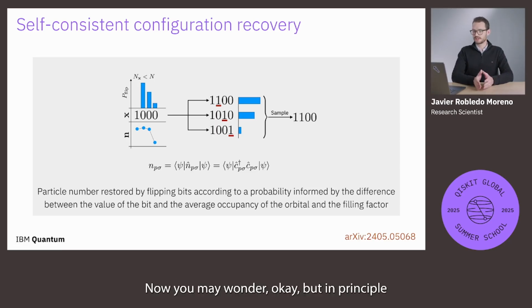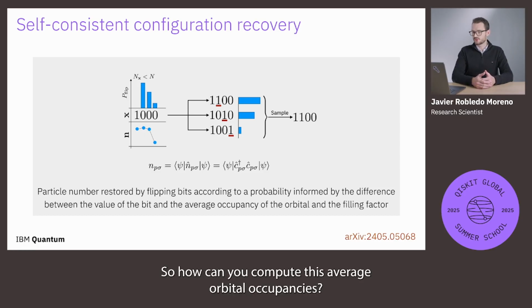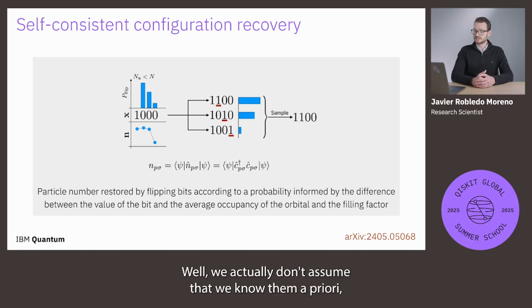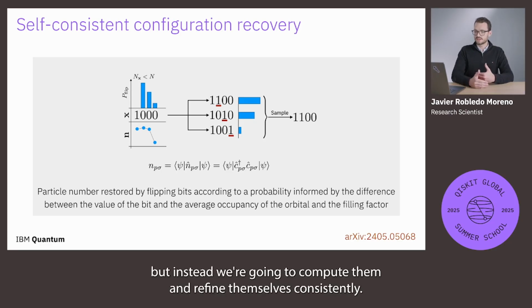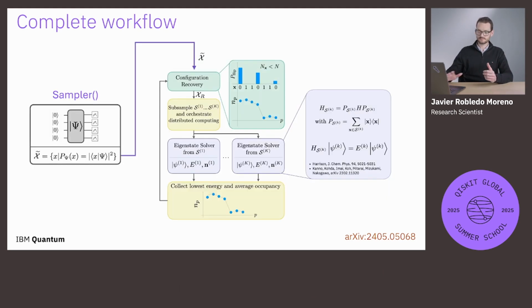Now you may wonder, okay, but in principle, you do not know the ground state because that is what you're trying to find. So how can you compute these average orbital occupancies? Well, we actually don't assume that we know them a priori, but instead we're going to compute them and refine them self-consistently. So let me show you what the workflow for that procedure looks like.